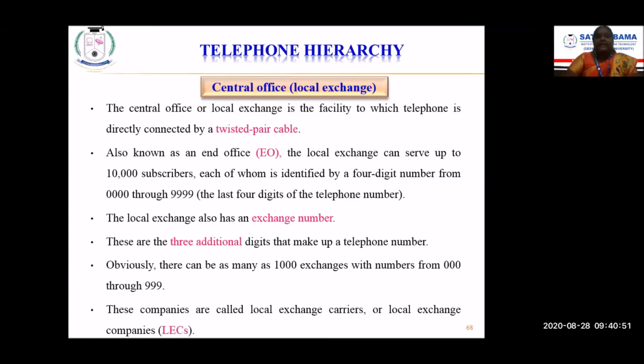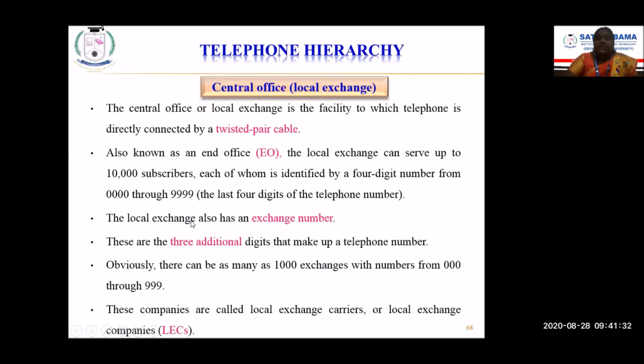The telephone hierarchy starts with the central office or the local exchange. We know that the central office or local exchange is the facility to which the telephone directly connects via the twisted pair cable. It is also known as the end office or local exchange, and it can serve up to 10,000 subscribers, each identified by a 4-digit number, the last 4 digits of the telephone number. Each subscriber is given a unique identification number from 0000 to 9999.